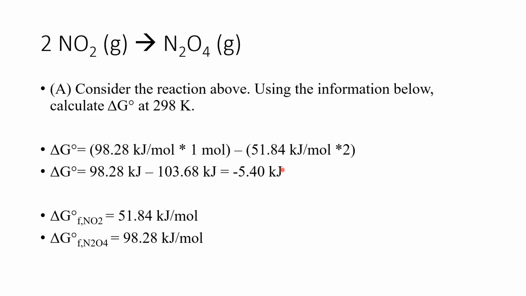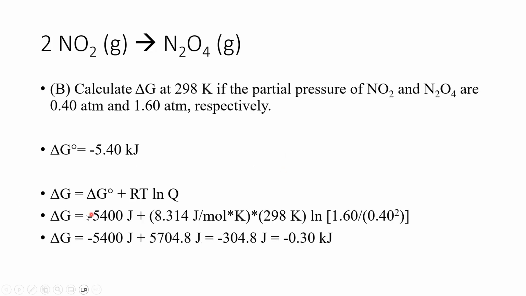And then with the second question, we want to figure out what the Gibbs free energy change is going to be with those specific partial pressures. So we've got a slightly different equation now. We've got delta G is equal to that standard free energy change plus RT. So R is just the gas constant. And then the natural log of Q, which is just going to be essentially the equilibrium expression, but not necessarily at equilibrium.